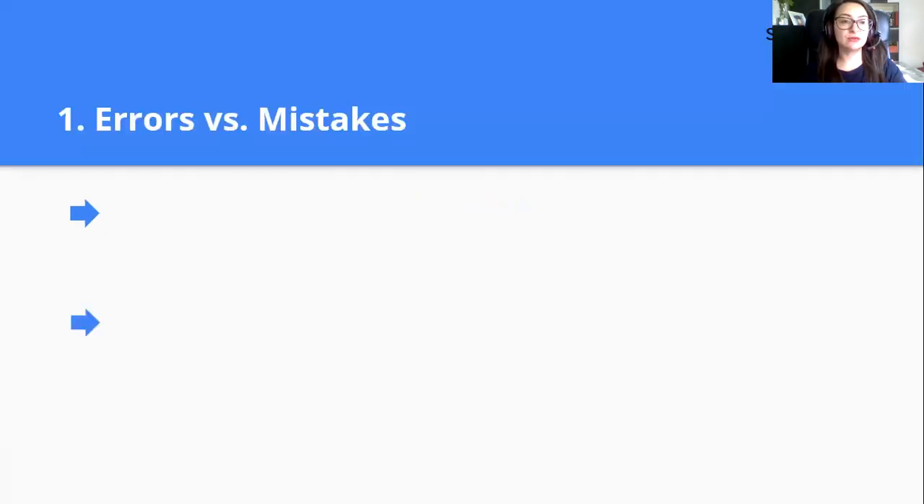Now, as I said, in order to understand how correction works and which strategies and approaches to use, we need to first of all understand the difference between errors and mistakes. I'm sure that you've heard these two different terms. Now, let's learn the details.